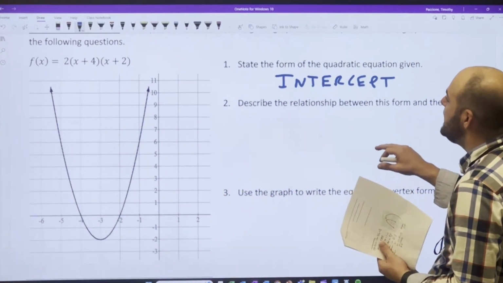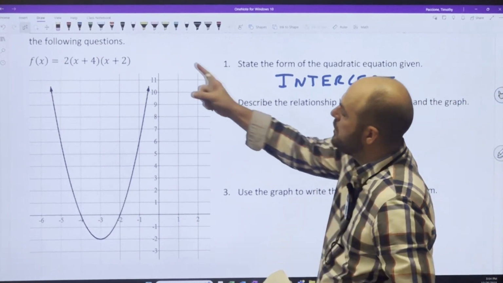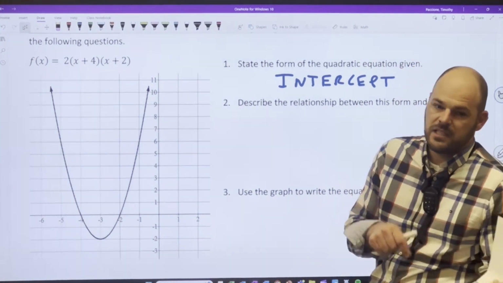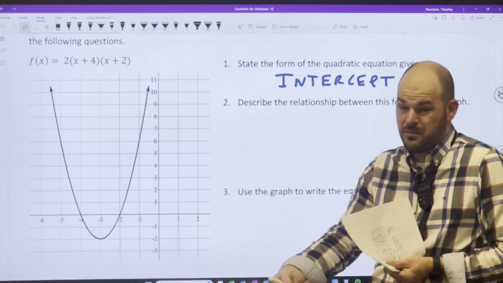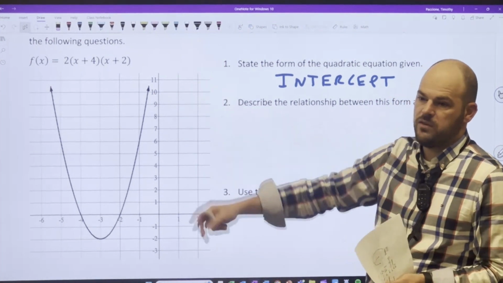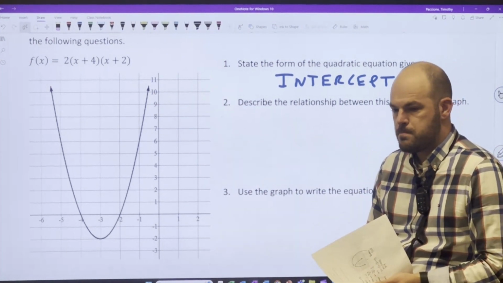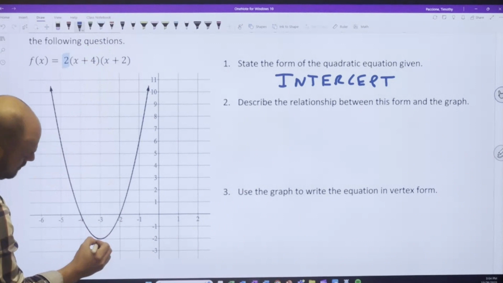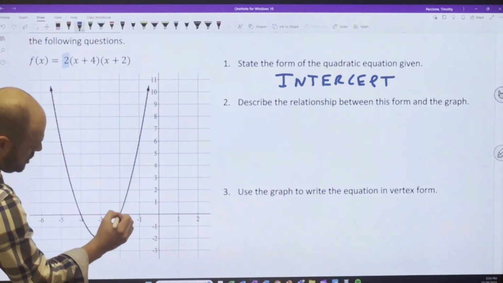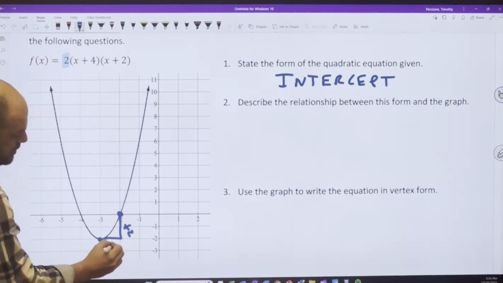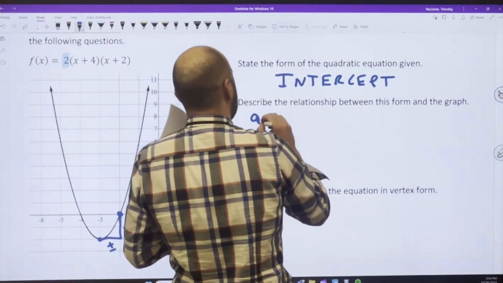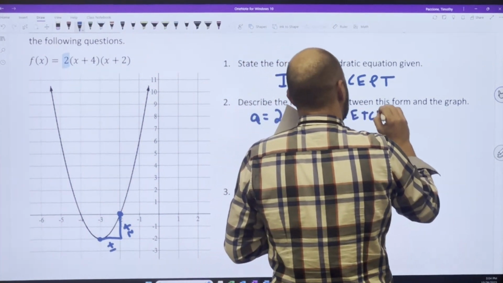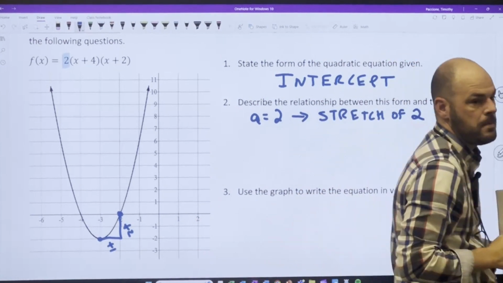What relationship can we tell the equation has to the graph? Remember, each form gives you things on the graph. Vertex form gives you the vertex. Standard form gives you the y-intercept, and that's about it. What does this one give us? A couple things: the stretch and reflection. This 2 tells me it starts here, goes over 1, up 2. So our a equals 2, and there's a stretch of 2. And there's no reflection.